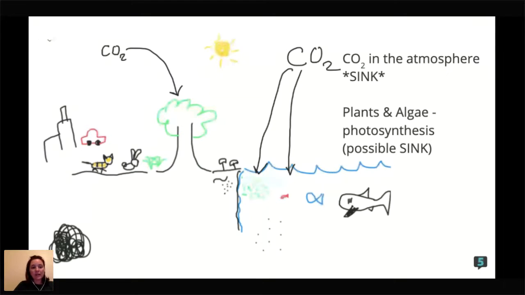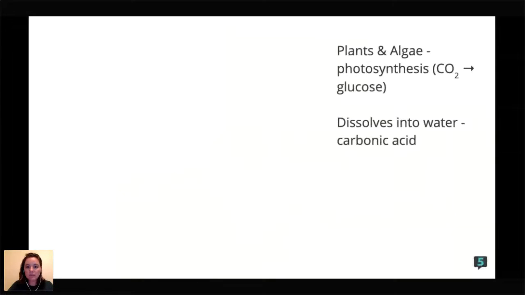So carbon dioxide is in the atmosphere, and then plants like trees and grass, and algae in the ocean and in bodies of water, do photosynthesis and convert that carbon dioxide in the atmosphere into glucose.